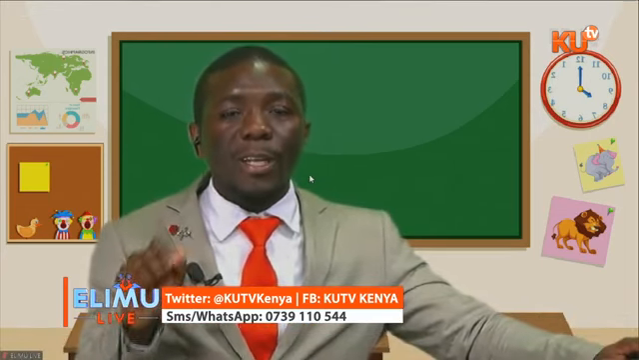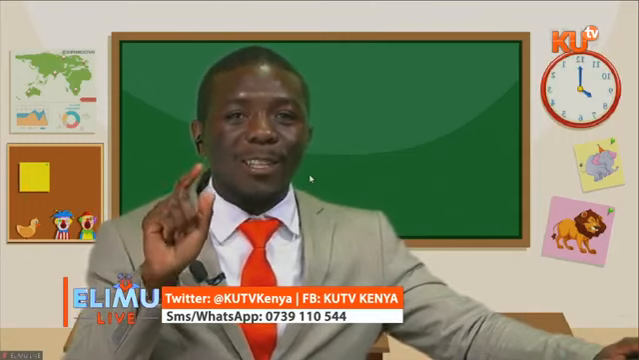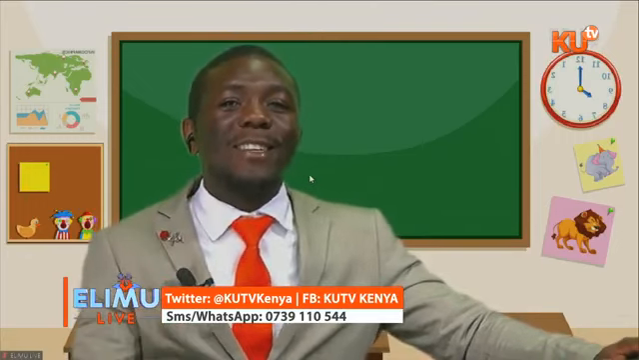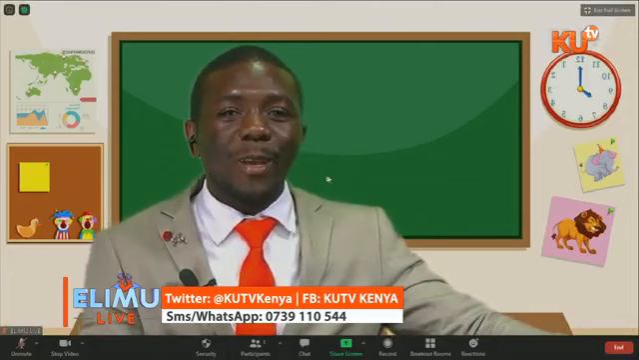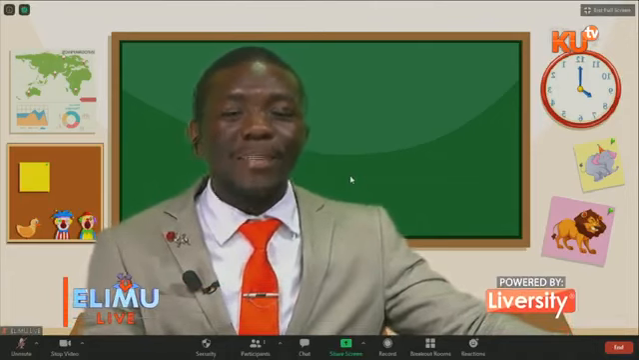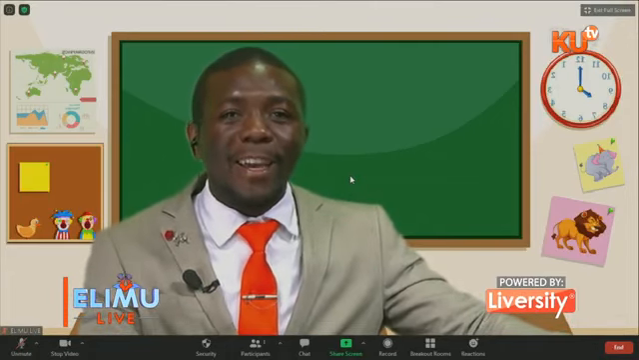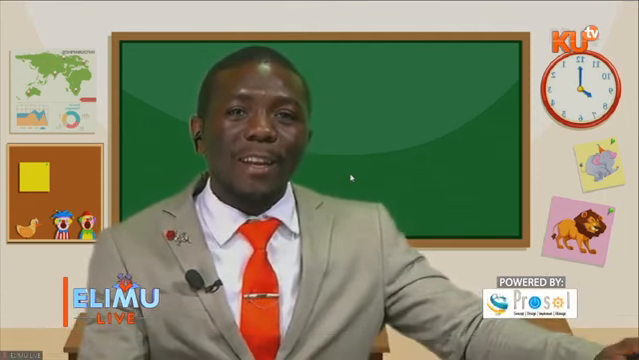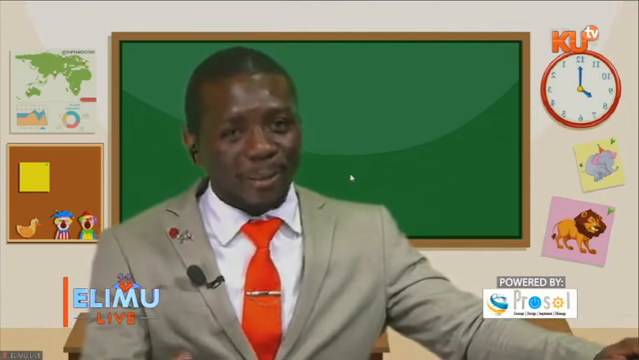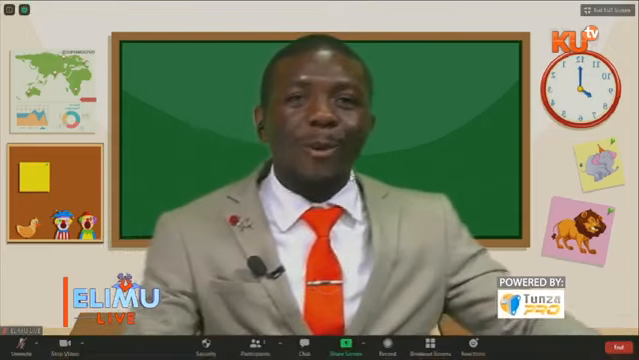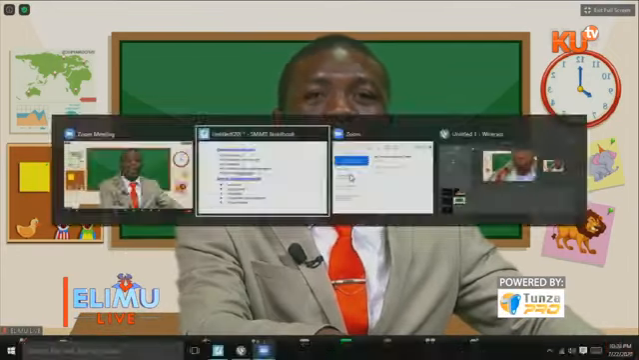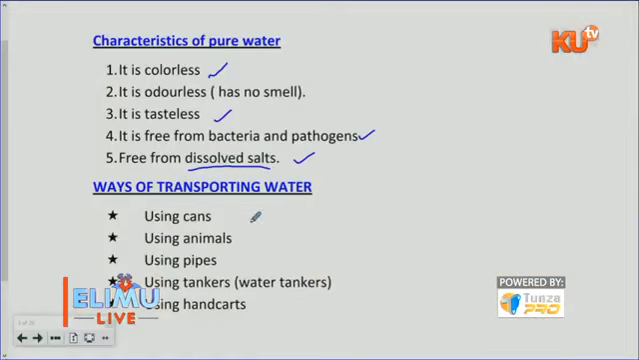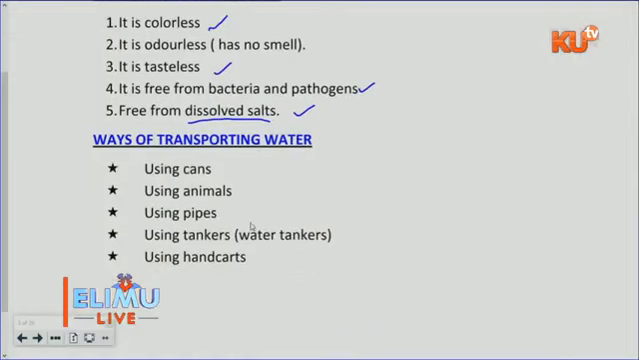So pure water was for class one. It is class one content. And mostly, we think that it is class eight or that the examiners are lifting it from somewhere. It is just directly there in the syllabus. So let us be very keen. And let us read. If you want to pass science, we must learn to revise from grade 1 up to class 8 work. In standard 3, I skipped something, but I'll come back to it.